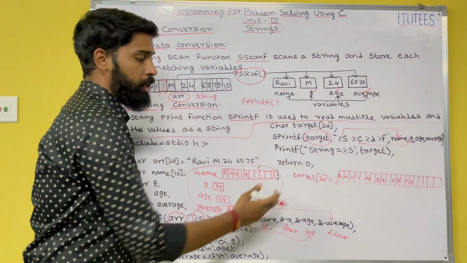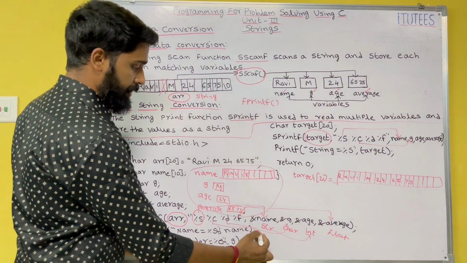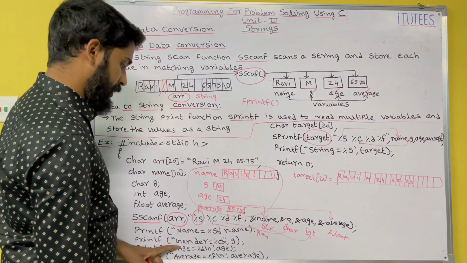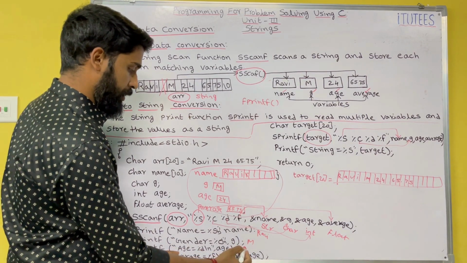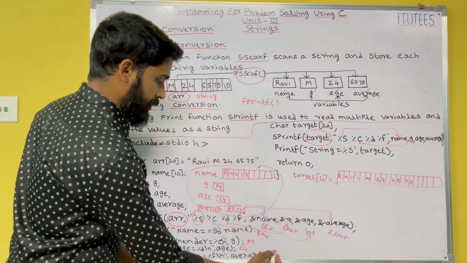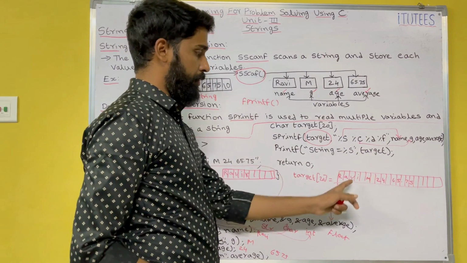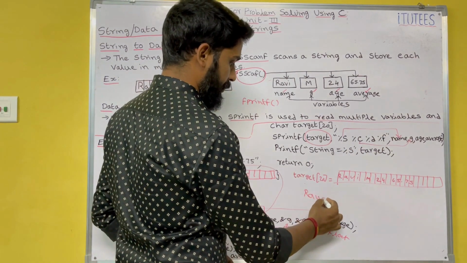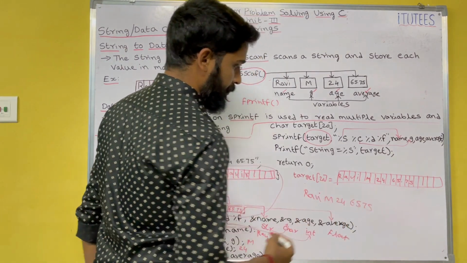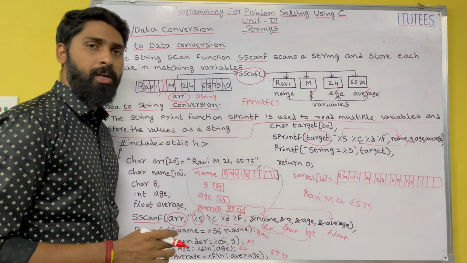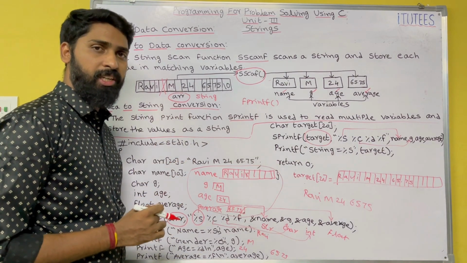So this is the string target. Now if you print name, what is the output? It prints Ravi. For gender g, it prints M. Age equals percentage d, age 24. Average 65.75. If you print target here, what is the target? It prints Ravi M space 24 space 65.75. I hope you all understand how to convert string into data and data into string.